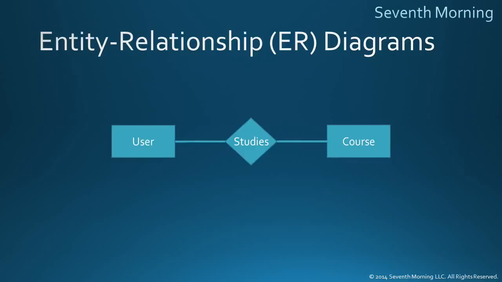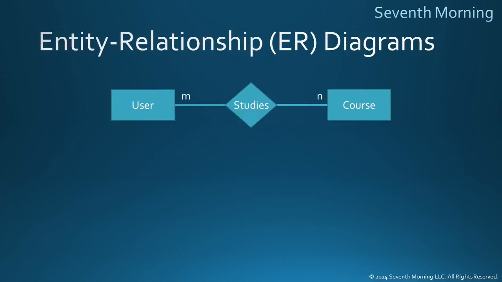Great. Here we have a user entity studying a course entity. And that's coincidentally what you're doing right now. However, there is one missing piece in this diagram in order for it to be well formed, and that is what we call cardinality. Let's display that on the screen and then talk about it.